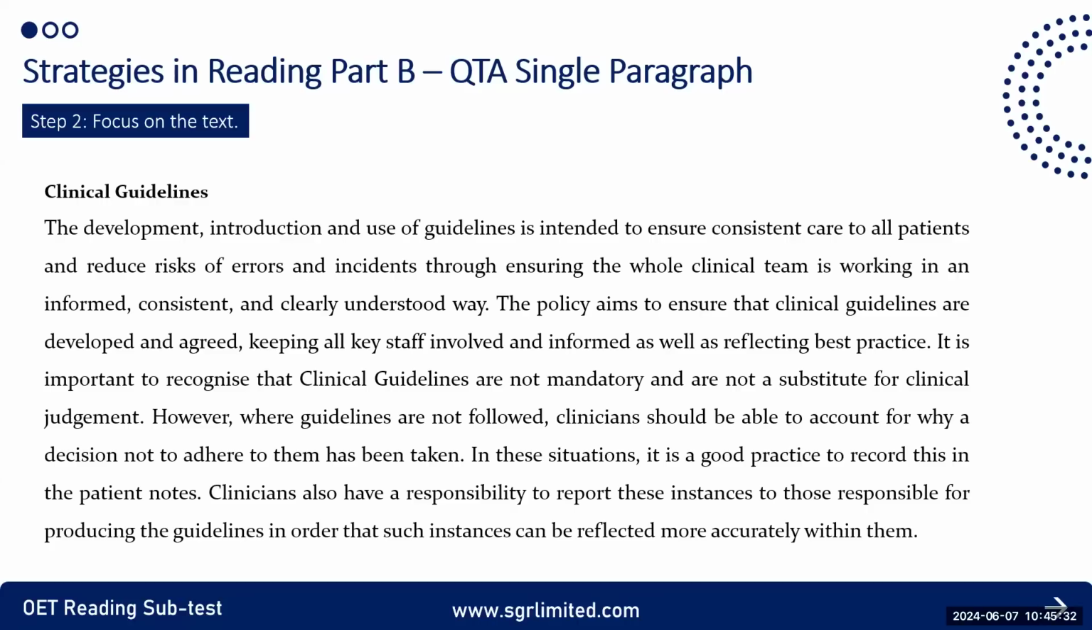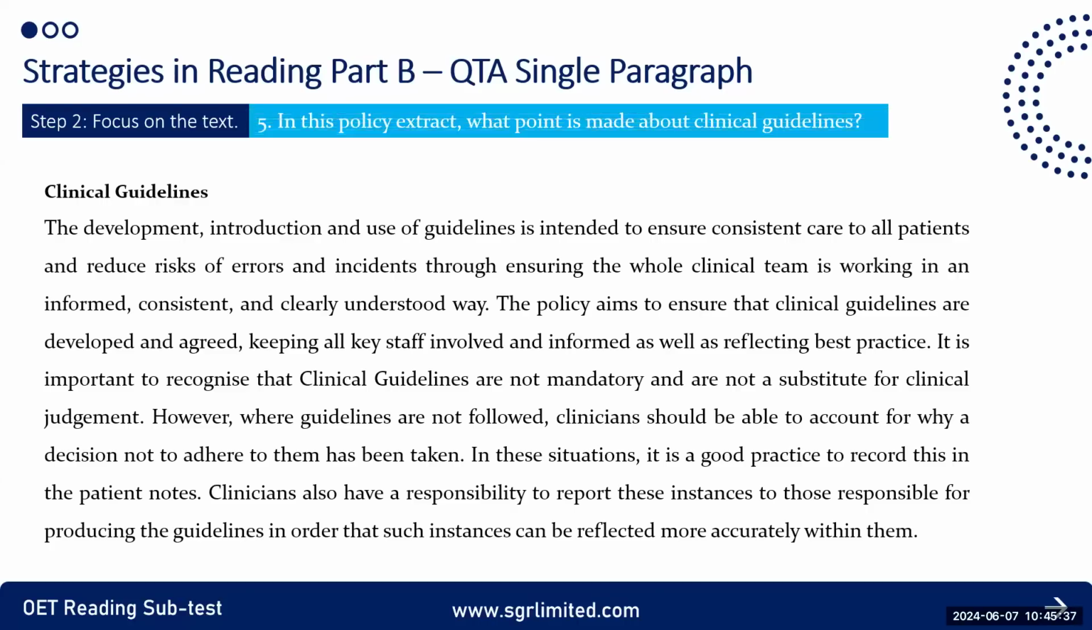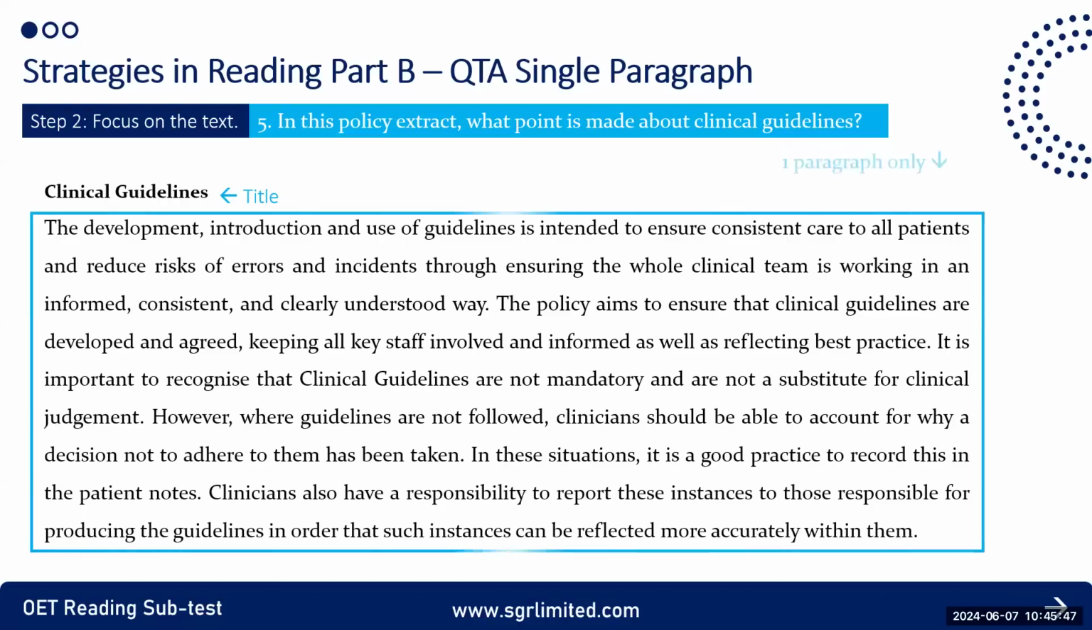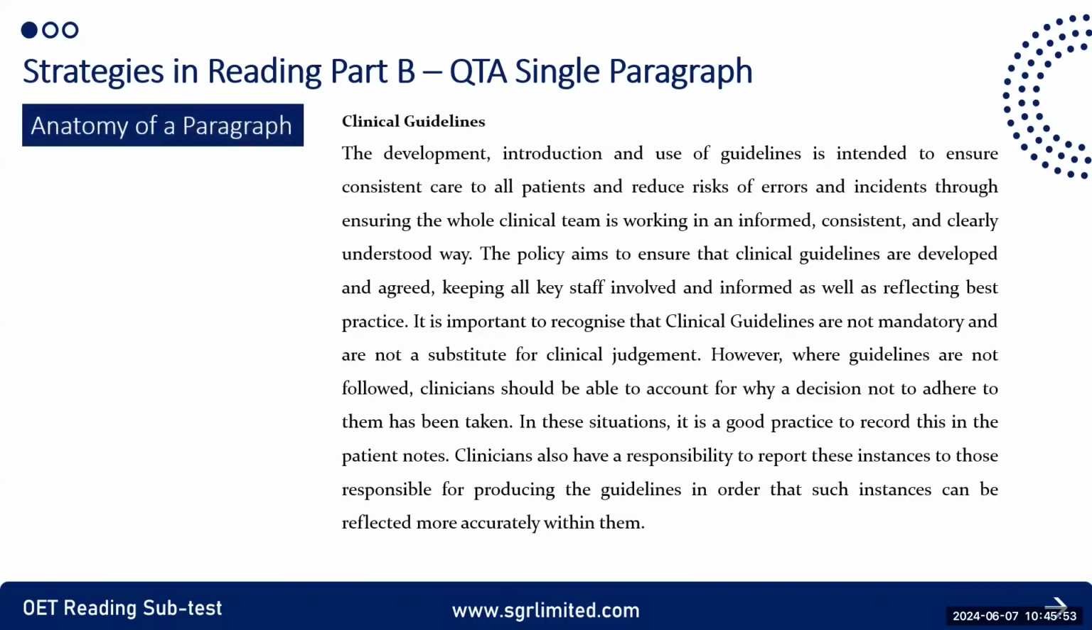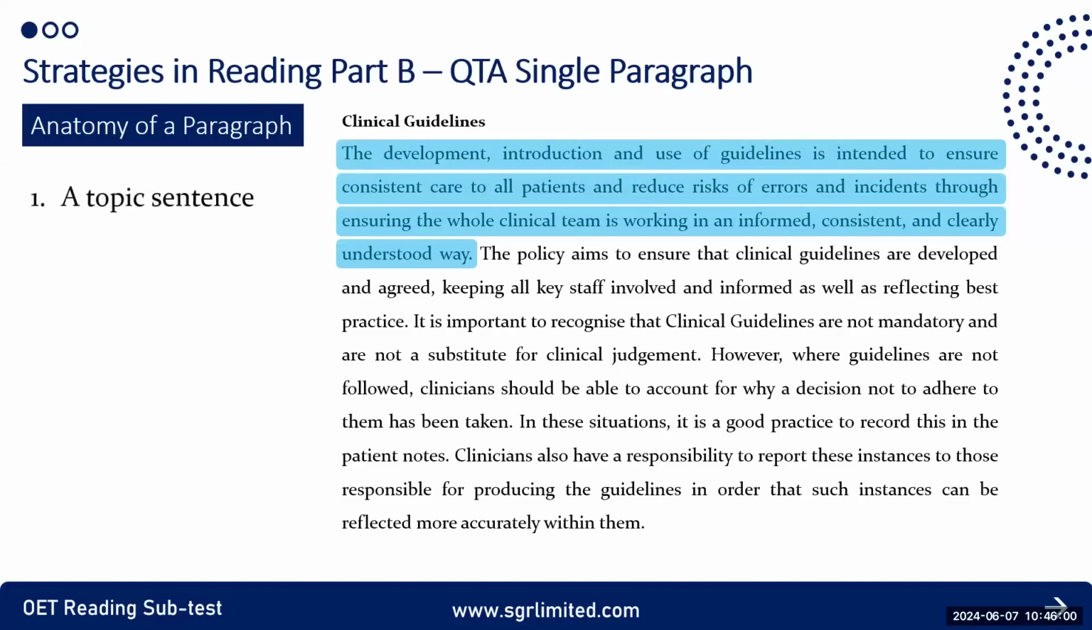Step two, we're now going to read the text or extract in more details. Keep in mind the question that you need to answer while reading the text. When you survey the text, you will notice that our text has a title, and there's only one paragraph to read. In the context of the types of articles and documents used in OET reading tests, a paragraph is a set of sentences, usually between 100 and 250 words in all, that combines to present a single idea or a set of facts.